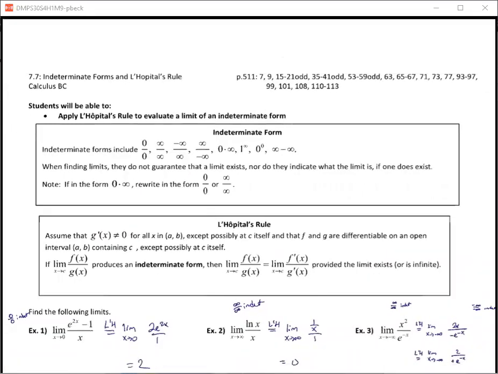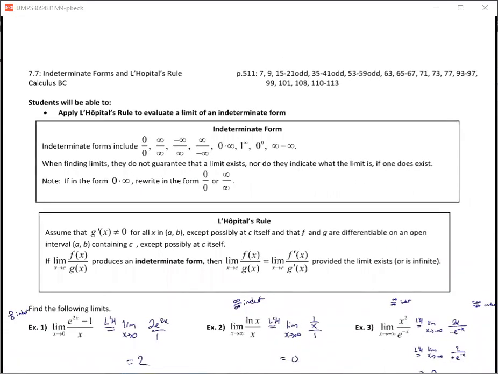Today we're going to be talking about two different topics. Number one, indeterminate forms of limits and how we could find those limits according to what's known as L'Hopital's rule. And then we're also going to talk about improper integrals.